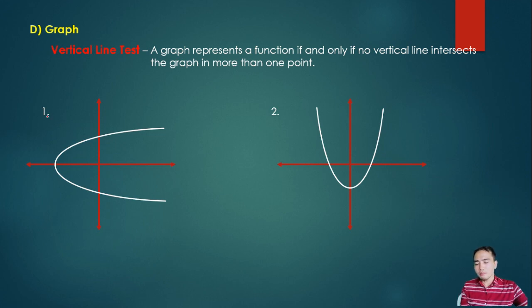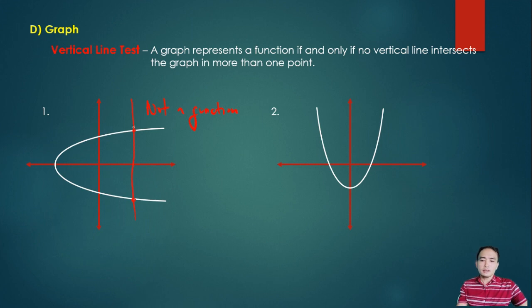Okay, number 1 example, this is a kind of parabola. This is the graph of a quadratic equation. Okay, let us draw a line para ma-determine natin. Okay, draw a line, vertical line. So, it intersects here. And then, if you're going to continue, another point naman dito. So, dalawang point yung na-intersect ng ating vertical line test. So, this is not a function. Not a function.